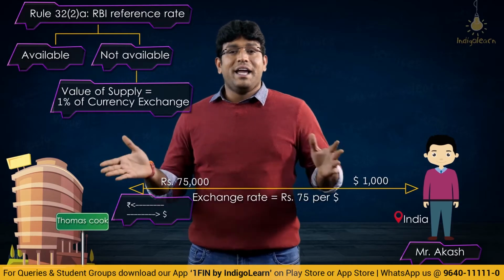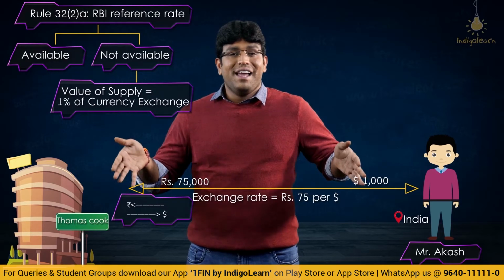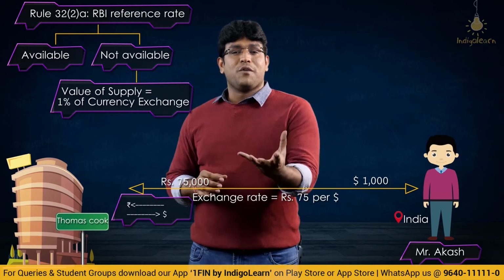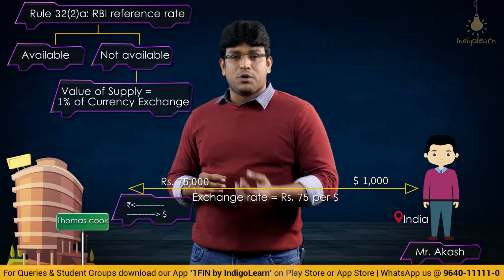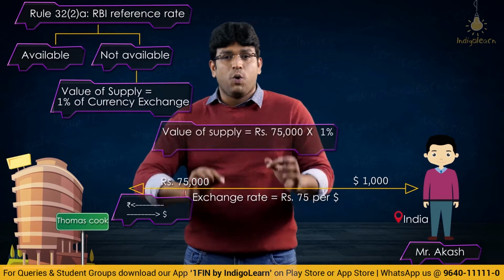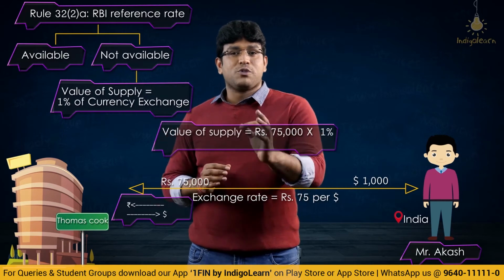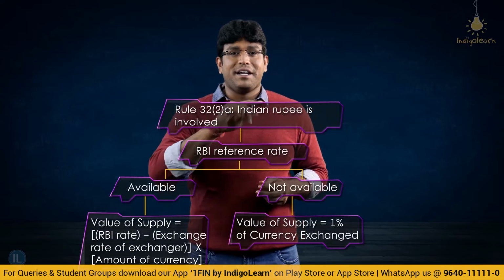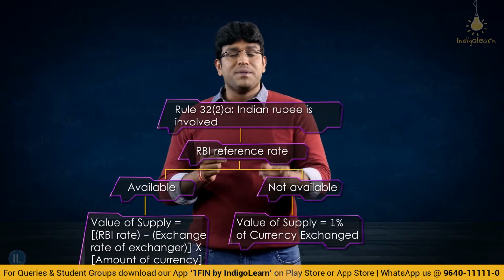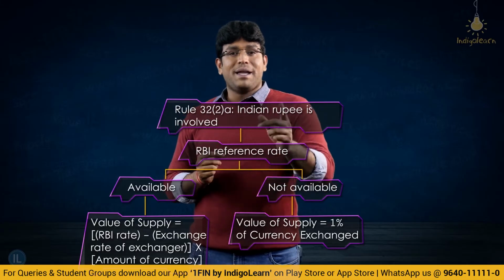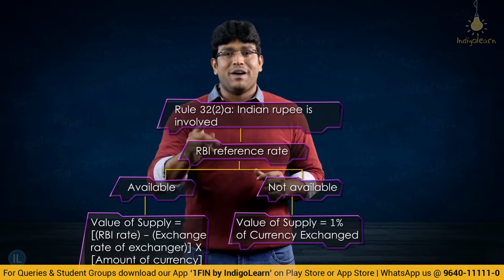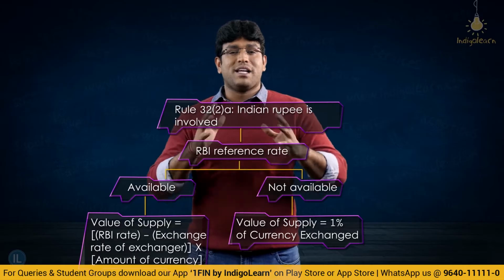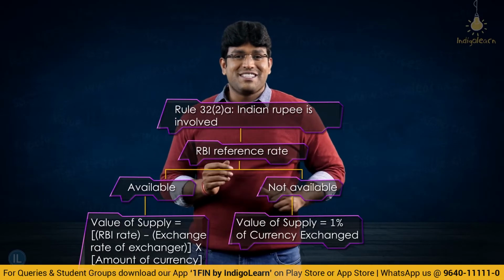Now what is 1% of currency exchanged? For example, in the transaction between Akash and Thomas Cook, the amount of currency exchanged is 75,000 rupees. That 75,000 into 1%, which comes to 750 rupees, that becomes the value of supply. So first point, if RBI rate is available, the difference will become value of supply. And if RBI rate is not available, then the value of supply will be 1% of currency exchanged.